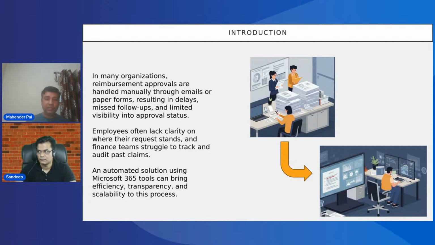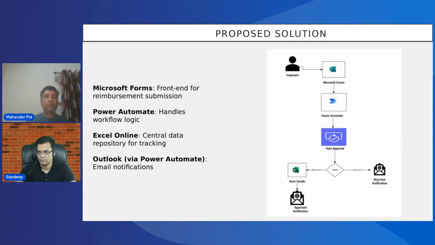So let's talk about the first thing, which is the proposed solution. There are different ways we can automate any manual process. One potential option that we are going to talk about here is using Microsoft Forms. This will be the front end, or the UI, where you will be feeding all the details. If you are an employee, you will put all the details there, and then this information will be passed to Power Automate.